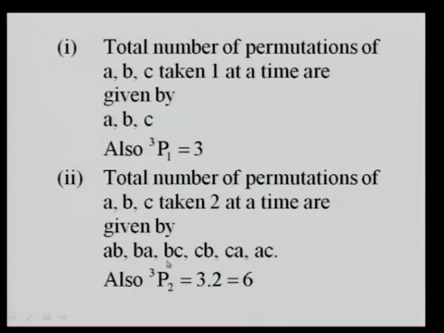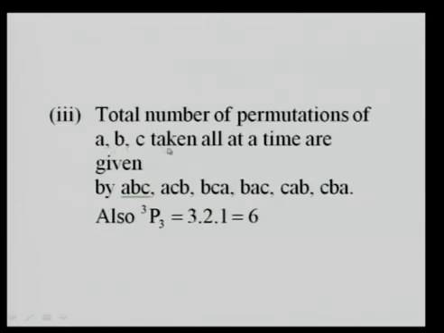There are 6 numbers, and 3P2 is also equal to 3 into 2, which is 6. And if you want to arrange A, B, C taken all at a time, it can be written as A, B, C. Let us take A as the first position, then BC. Here we interchange the values of B and C, giving CB.